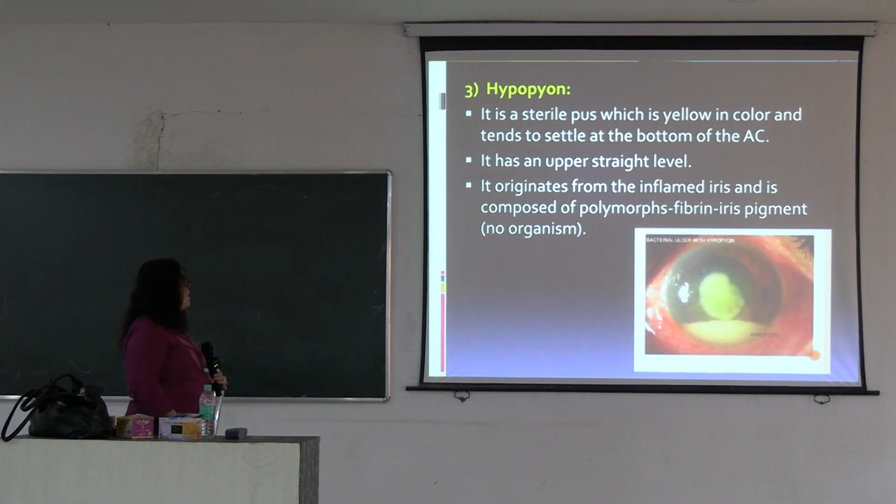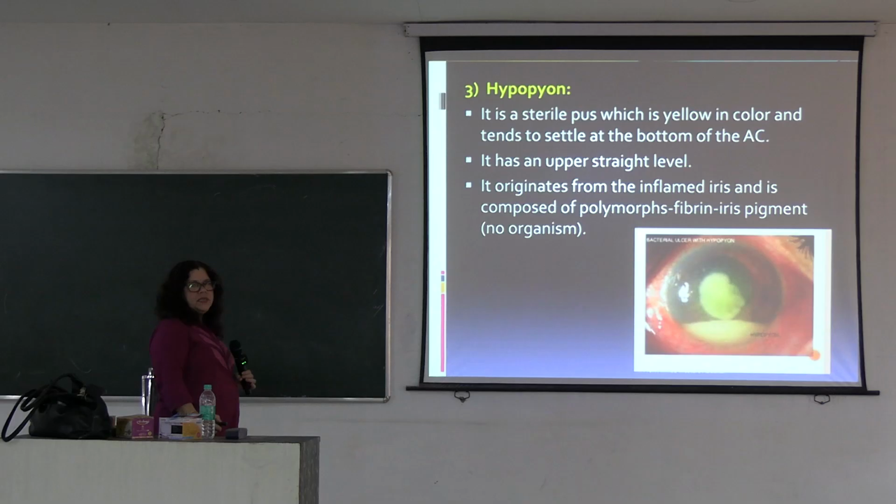Then hypopyon corneal ulcer. This is the picture of hypopyon corneal ulcer. This is the pus. If pus is present in the anterior chamber, that is called hypopyon. If in case of injury there is blood in the anterior chamber, that is called, what is it? Hyphema. If blood is present in the anterior chamber, that is called hyphema, and if pus is present in the anterior chamber, it is called hypopyon corneal ulcer.